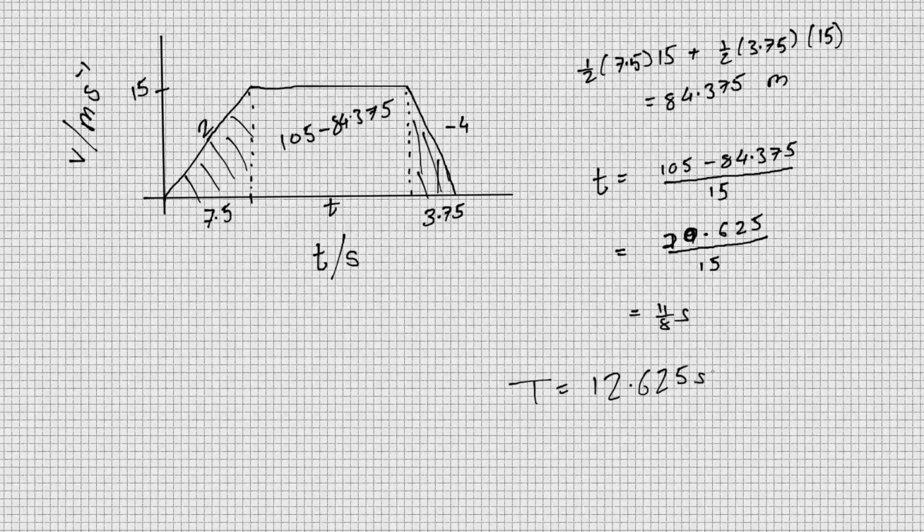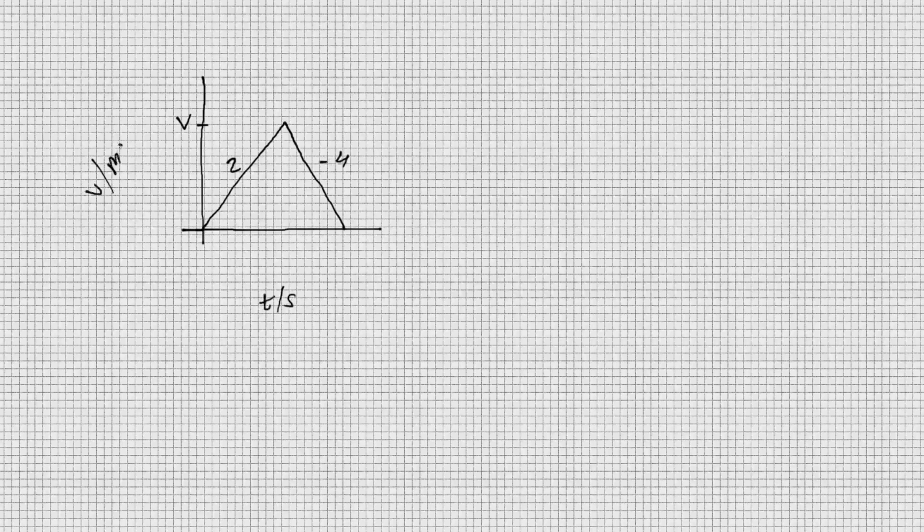In the second case, the 54 meters, there's not enough distance to reach its maximum speed, so we don't know what the max speed is. We'll just call it v. This is still 2, and this is still -4, and this is time in seconds, and this is velocity in meters per second. So this would have to be v over 2, and this one would have to be v over 4, and the total distance has to be 54.